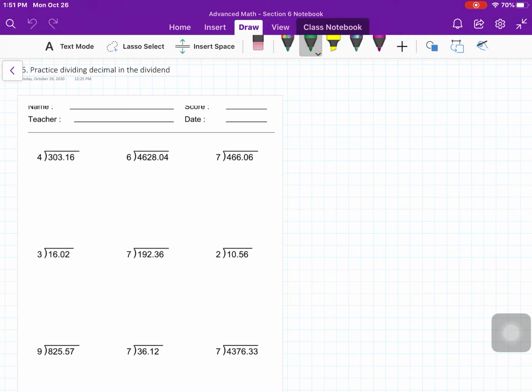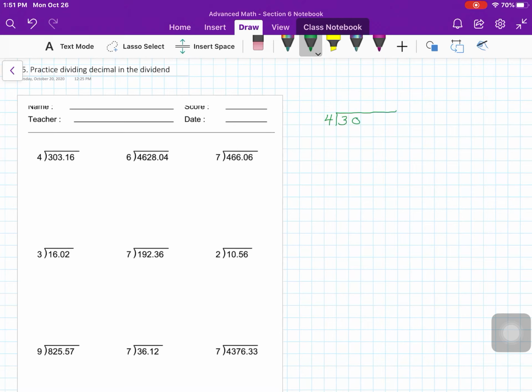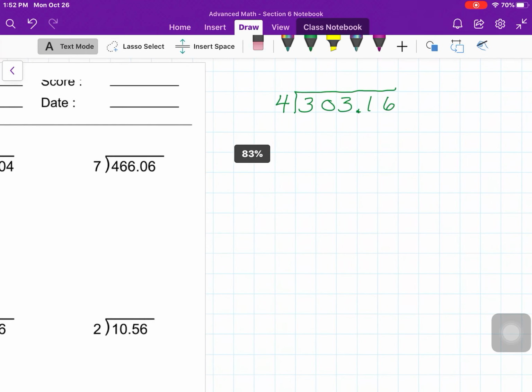Let's rewrite on the graph paper off to the side here. We have a 4 as the divisor. We have 303 and 16 hundredths. That's the problem we want to work out. So we put our decimal right straight up into our quotient right away. We're going to remember our Does McDonald's Serve Cheeseburgers. And then we're going to get started with the dividing.